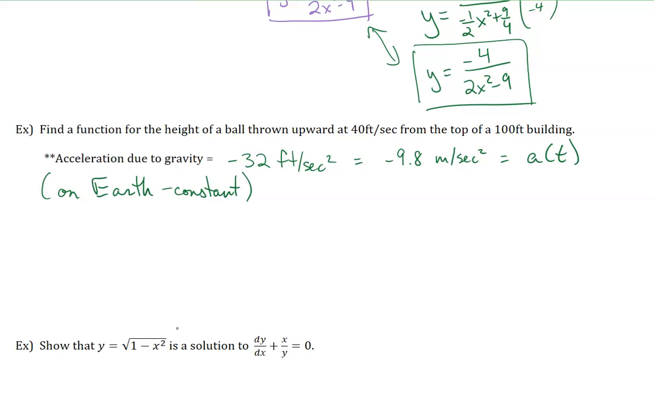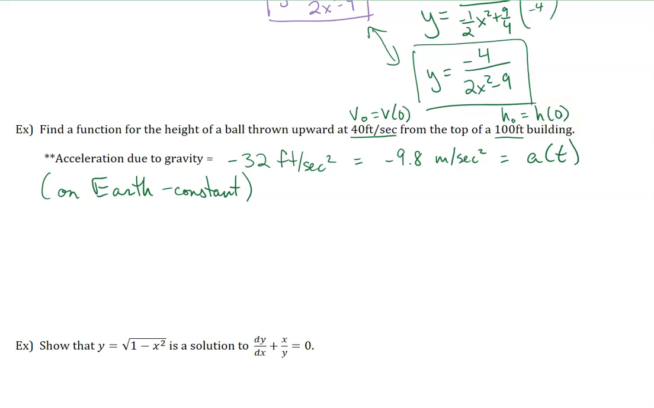So we are trying to write a function that represents the height of a ball that is thrown upward with this 40 feet per second. That's a velocity, a rate of change of distance over time. So this is actually our initial velocity, which I'm going to write as v sub 0 or v of 0. Either notation is fine. And then from the top of a 100-foot building, so this right here is our initial height, which we could write as h sub 0 or h of 0. Either notation is okay. So it's height at time 0, or in function notation.